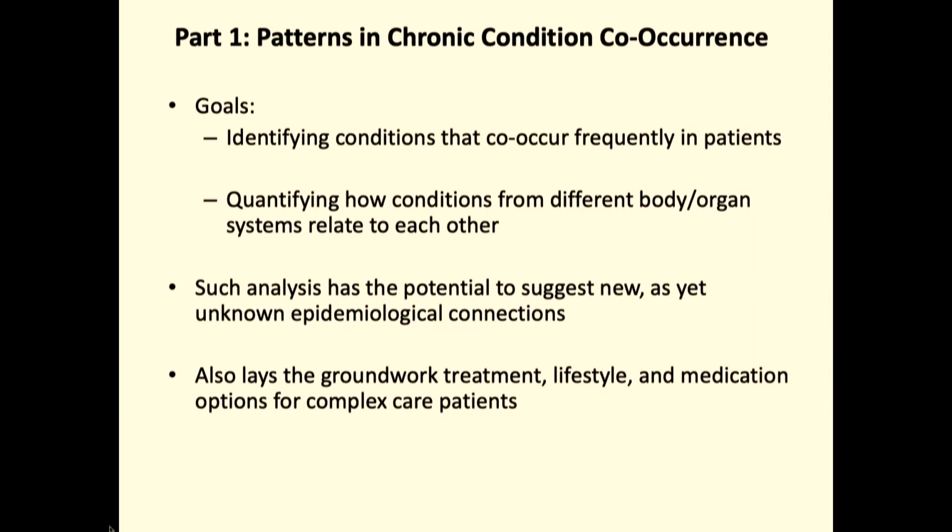So this analysis is important for complex care planning, but it's also useful from an epidemiological point of view. Maybe it might suggest things that people have not looked at carefully. This type of analysis may help in identifying unknown connections between diseases that have not yet been established. But it also lays the groundwork for knowing that if you have this combination of diseases, what types of medications, what types of lifestyle changes, what types of specialty care do you need for such patients?